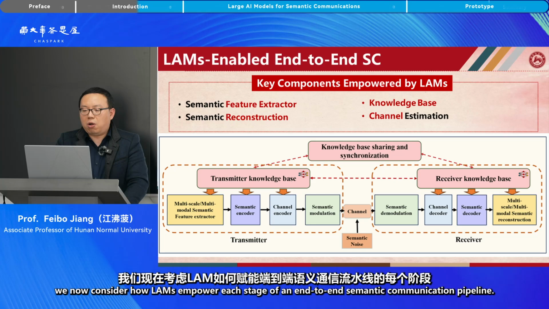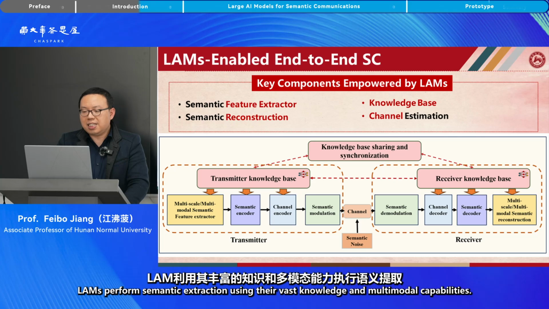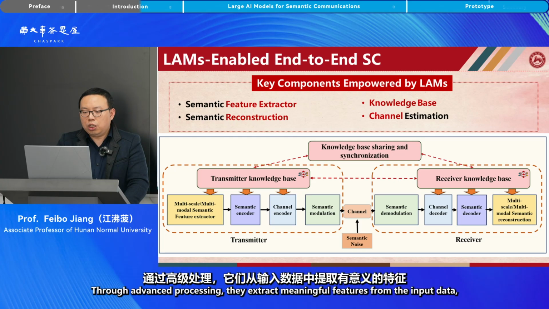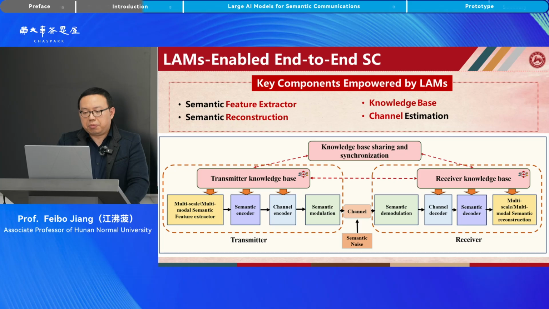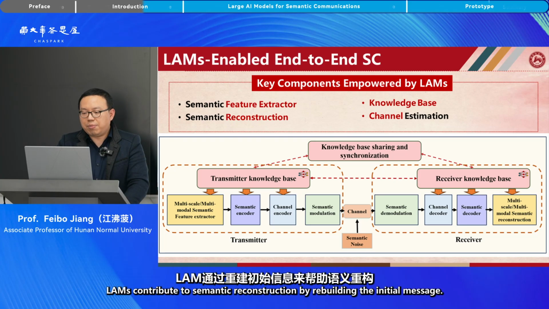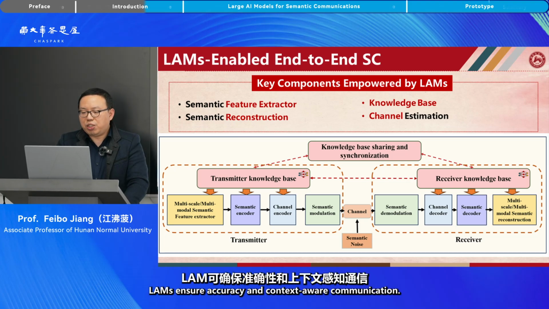Building on this role, we now consider how NUMs empower each stage of an end-to-end semantic communication pipeline. At the sender side, NUMs perform semantic extraction using their vast knowledge and multimodal capabilities. Through advanced processing, they extract meaningful features from the input data, reducing unnecessary information and optimizing bandwidth usage. On the receive end, NUMs contribute to semantic reconstruction by rebuilding the initial message. Even in the presence of noise or data loss, NUMs ensure accuracy and context-aware communication.